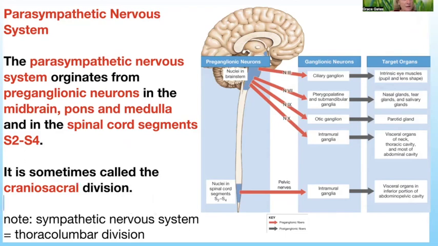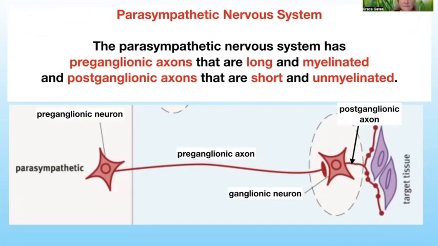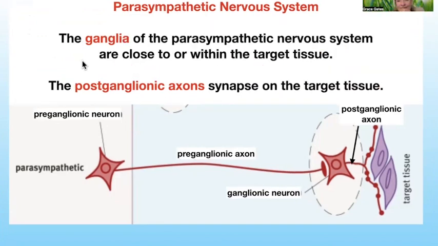the parasympathetic nervous system can be called the craniosacral division. The parasympathetic nervous system has preganglionic axons that are long and myelinated and postganglionic axons that are short and unmyelinated. The ganglia of the parasympathetic nervous system are close to or within the target tissue. The postganglionic axons synapse on the target tissue, but they're very short and little.